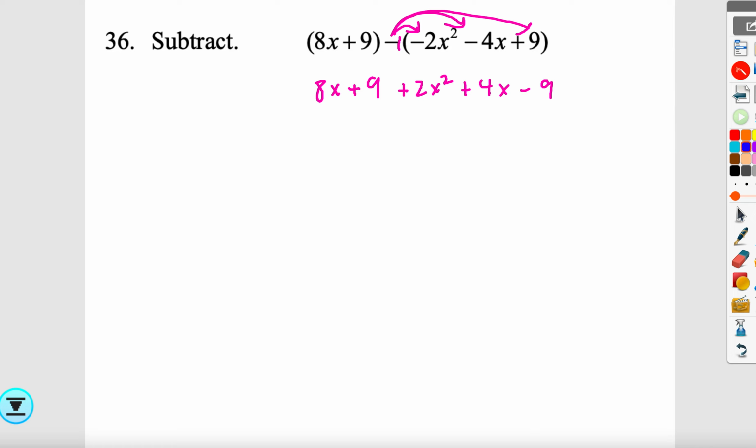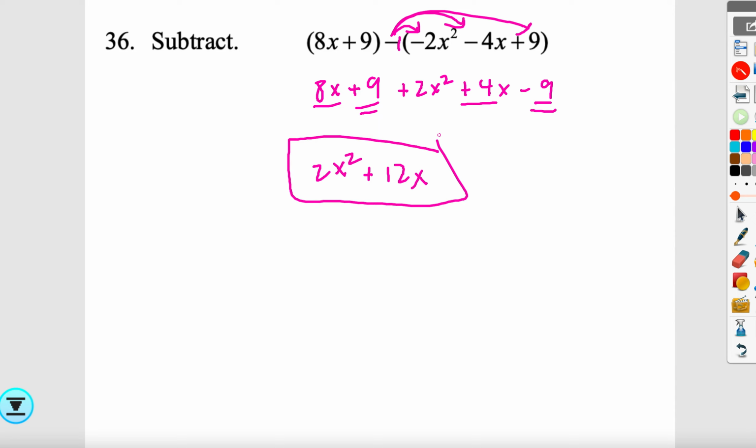Combine our like terms, right? There's no other 2x squared, right? So that's going to go first, the highest exponent first. And then we have 8x and 4x, same terms, which is 12x. Then we have 9 minus 9, which kind of zeroes out. So we don't have to bring down the 0. So we're done. Because plus 9 is like you have $9 and you spend $9. So it kind of zeroes out.